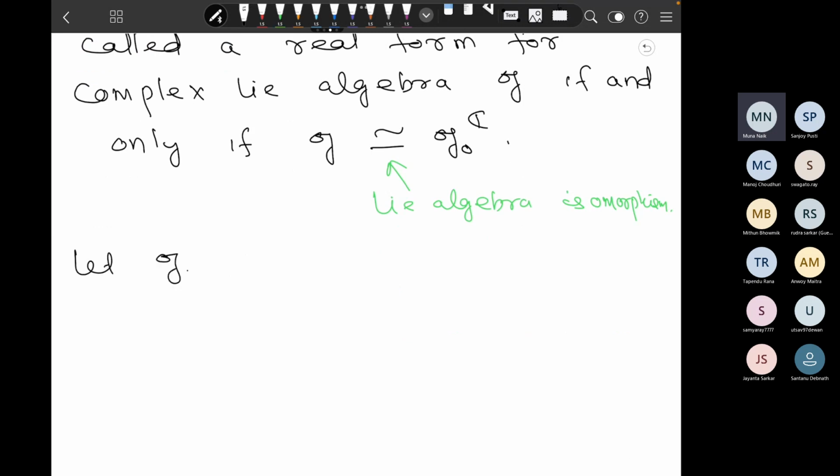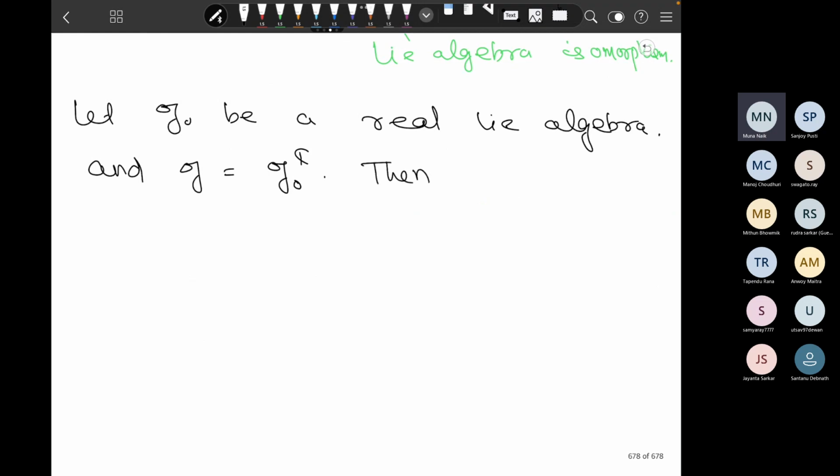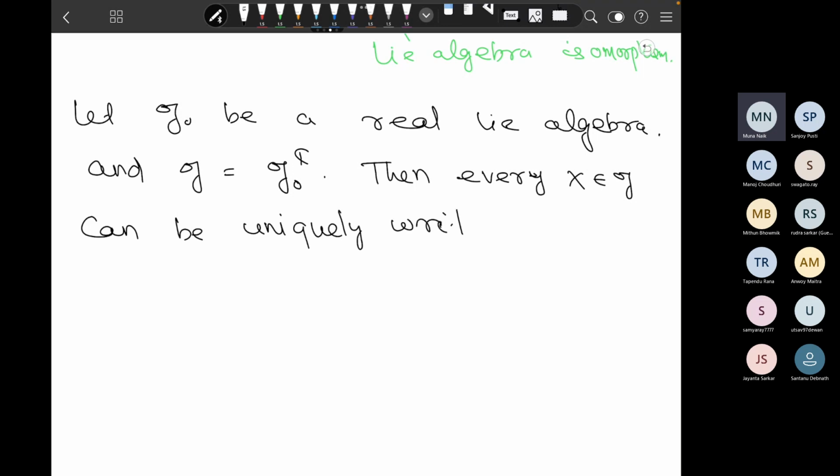So let G naught be a real Lie algebra, and G is equal to G naught C. Then, we have discussed this thing, every x belongs to G can be uniquely written as x is equal to y plus i j, with y belongs to G naught and j belongs to G naught.